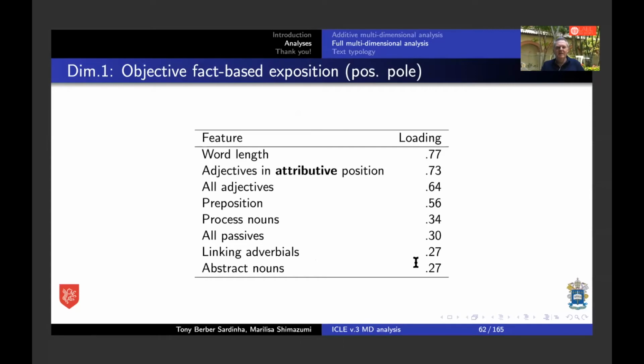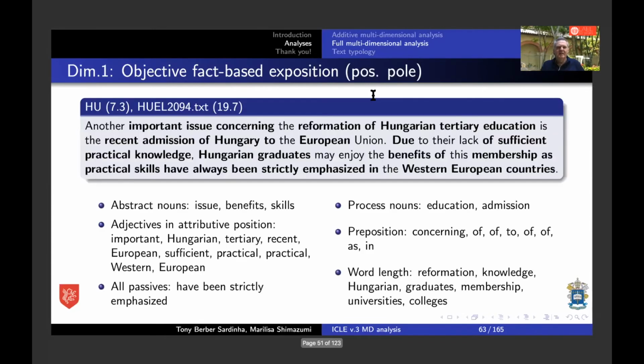So the first one we're calling objective fact-based exposition. You have these features here: long words, lots of adjectives in attributive position. That's funny, because this set of features normally co-occur with adjectives not in attributive position, but in predicative position. But here, they are in attributive. So you have these nouns, prepositions, passives, and these create the conditions for students to give these fact-based expositions, very objective, all right? And here's an example.